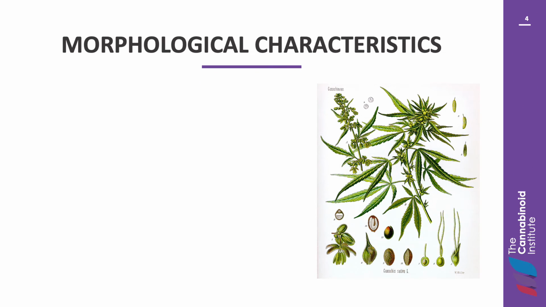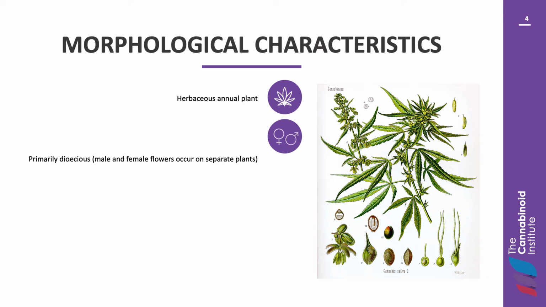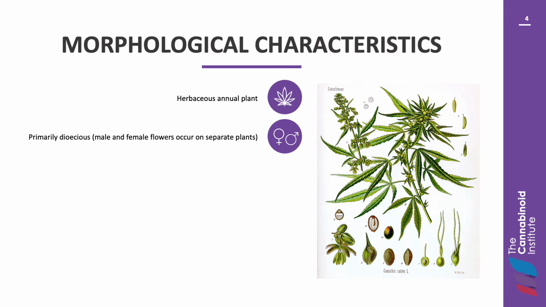Cannabis is a herbaceous annual plant that is primarily dioecious, which means that male and female flowers occur on separate plants. Because the cannabinoids are primarily found in female flowers, when cultivating cannabis for medical purposes, all female plants are used, and males are typically not allowed in or near the grow area to avoid accidental fertilization. However, as often happens, nature finds a way.